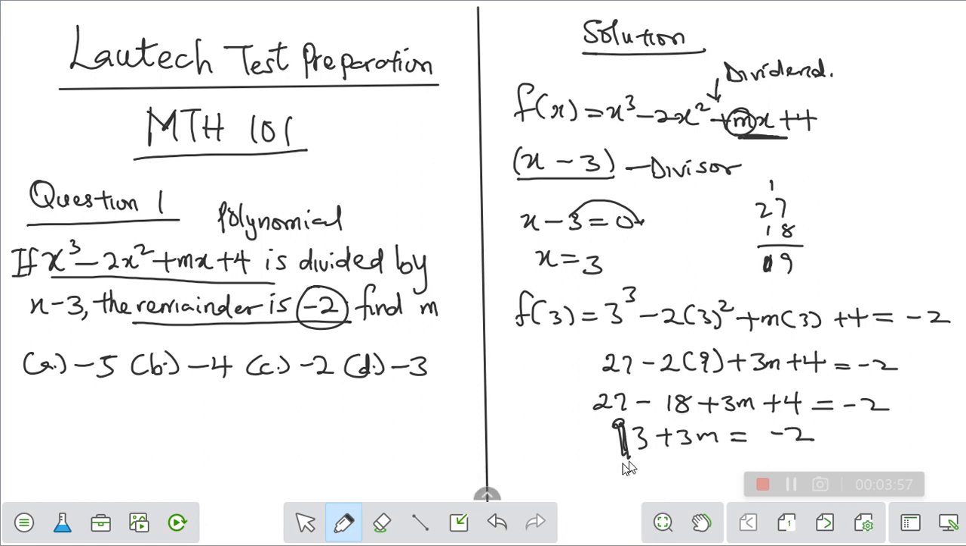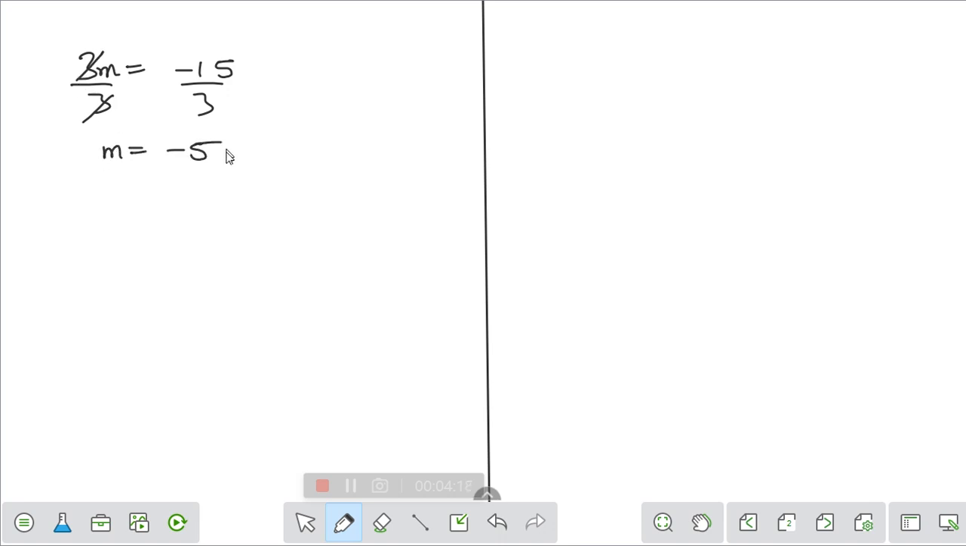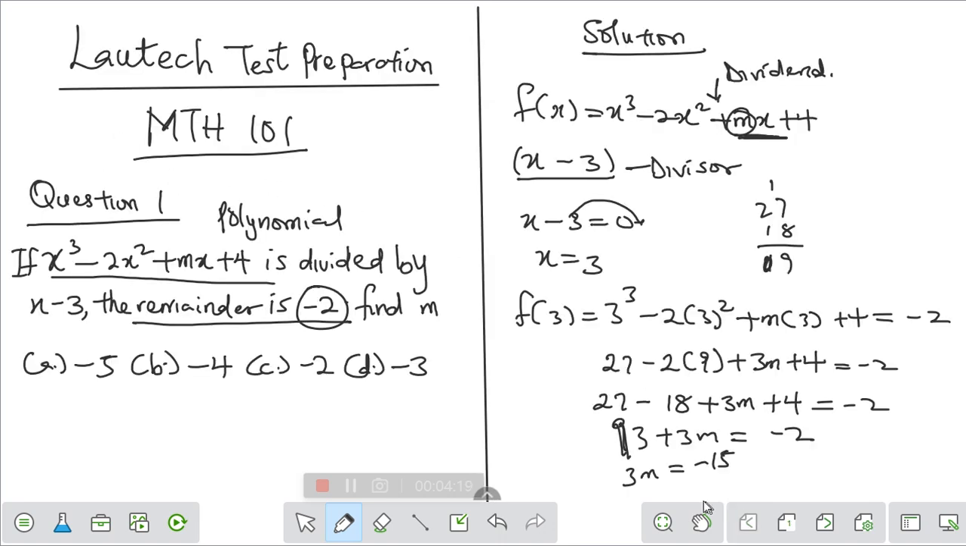Bring this to this side. It will now be 3m is equals to minus 2 minus 13. You now have 3m is equals to minus 15. So divide both sides by 3. So we have m is equals to minus 5. So you can see that it is very simple.